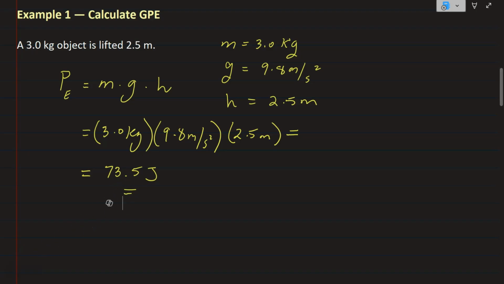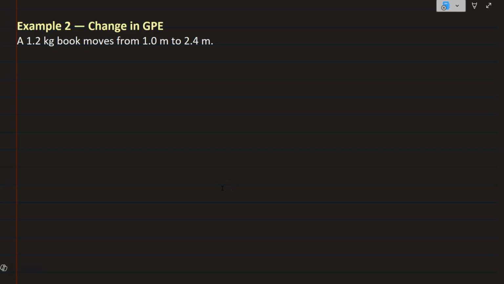All right, let's look at another question. Let's look at the change in gravitational potential energy. Okay, so in this case, we're looking at delta PE. Now that is basically coming from the change in the height or the displacement. And it's very simple. What is the change in displacement? The change in displacement is 1.4 meters. It started at 1 meter, then moved up to 2.4. So the difference between the two is 1.4 meters.